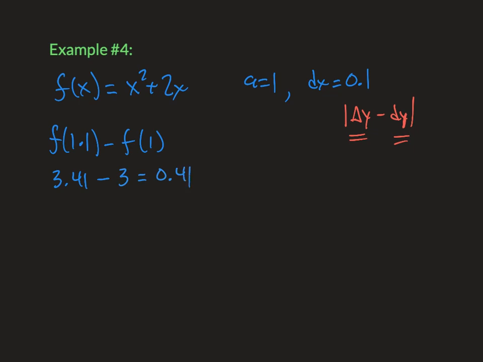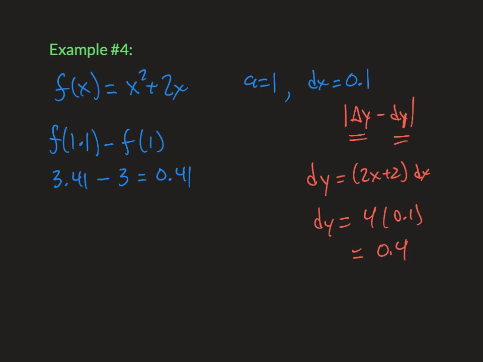Now let's go over here and compute dy. Remember, dy is just the derivative. And our derivative is going to be 2x plus 2 times the differential dx. And when I plug the numbers in, I get dy equals, I'm plugging in 1, so that's going to be 2 plus 2, which is 4, times our dx, which is 0.1. So dy here is 0.4.